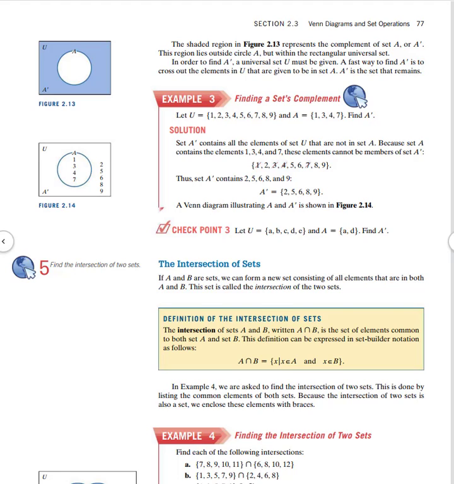Let's look at this drawing right here. We can see set A, that's colored white. A prime, in other words, the complement of A, is all this stuff in blue out here. Everything else in the universal set is not in A. In example 3, they're just showing us the same idea with numbers. They're showing us the actual elements in a set. So set A has 1, 3, 4, 7 in it, and the complement of A has 2, 5, 6, 8, 9. There's all of those elements in the universal set. Out here is the complement of A.